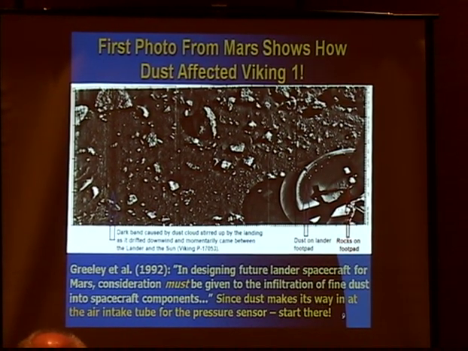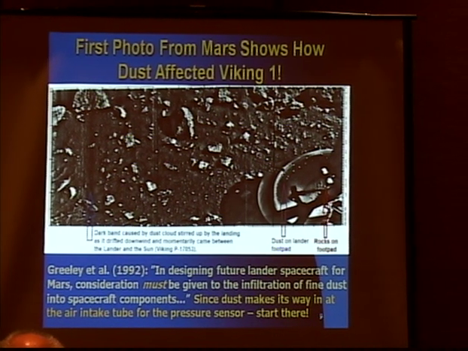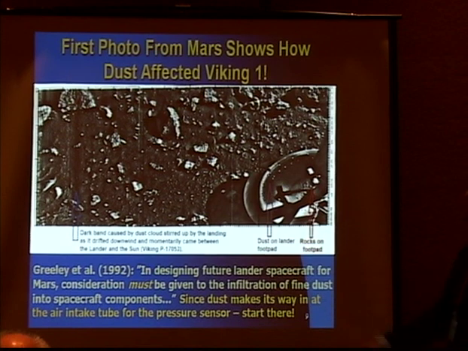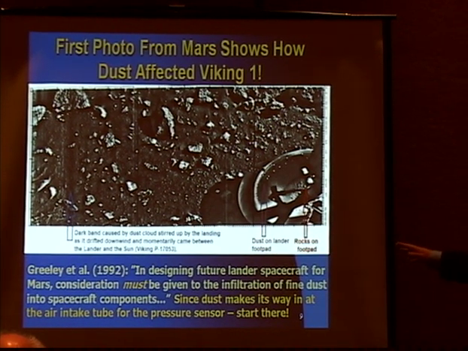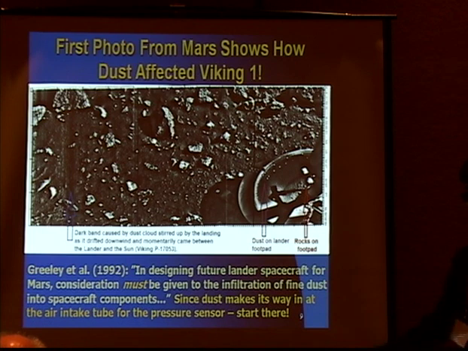Next. Okay, dust. Here's the qualitative evidence for dust. This is the first photo from Mars from the Viking 1 lander. On the left of the screen, there's a dark band of dust cloud. On the right, you can see dust from the lander pad, as well as rocks from the lander pad. And it was stated in the Greeley et al. paper of '92, "In designing future lander spacecraft for Mars, consideration must be given to the infiltration of fine dust in the spacecraft components." So that's just one look at dust, but does it really matter?